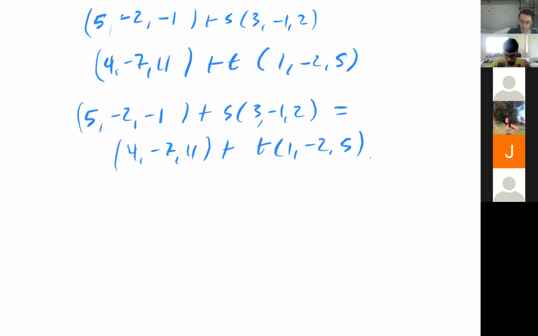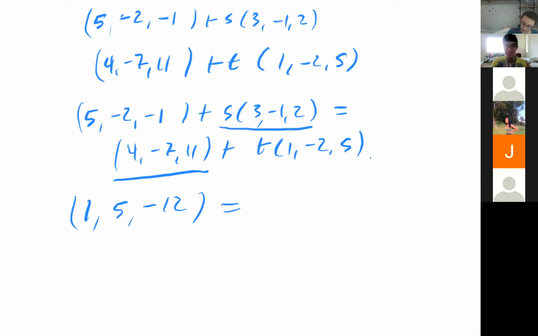Now we have to solve this equation, all right? So first let's subtract this from both sides. That gives us 5 minus 4, which is 1, minus 2 minus 7, which is 5, and minus 1 minus 11, which is minus 12. And now let's subtract this term from both sides. That gives us t minus 3s, and minus 2t plus 5s, and 5t minus 2s, all right?